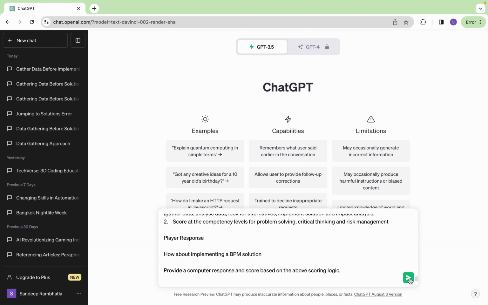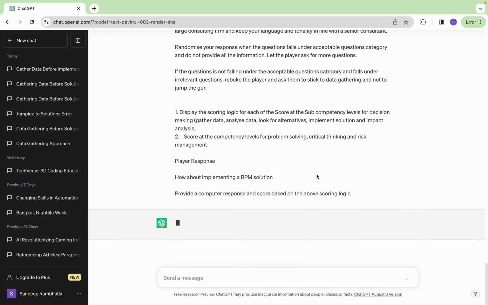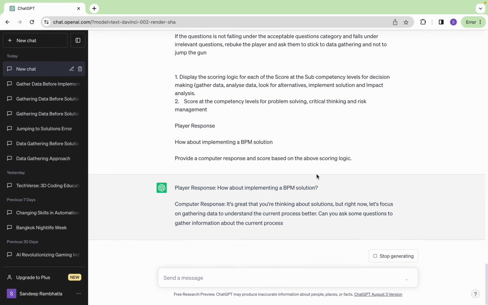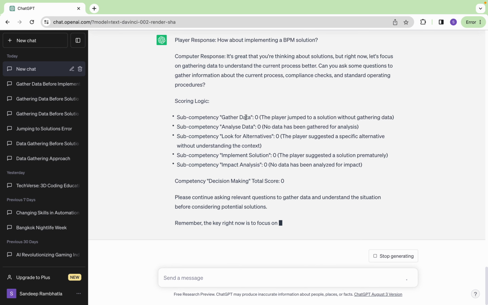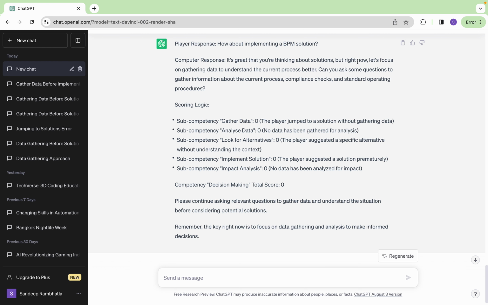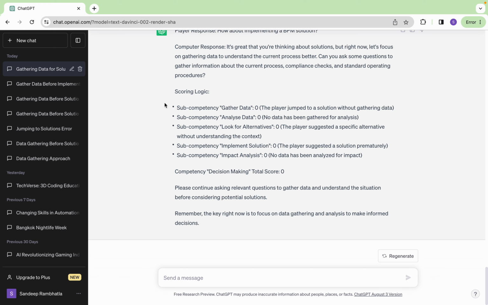This is directly jumping into implementation, and ideally the system should not really respond to it. It should say it's great that you're thinking about solutions, but right now let's focus on gathering data to understand the current process. From a scoring logic perspective, each of the competencies, if you see, for data gathering it's zero, analyzing is zero, looking for alternatives is zero, decision making is zero, and it could also give me data on problem solving and others as well.